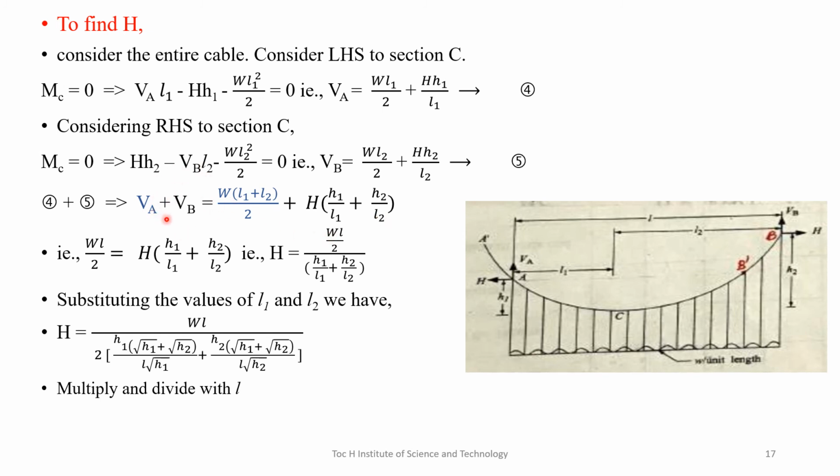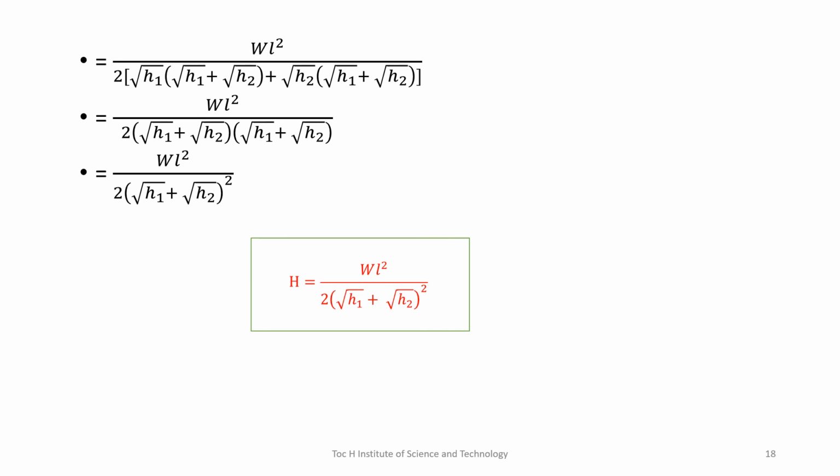and we already know the value of VA plus VB, that is WL by 2 plus WL by 2, and W into L1 plus L2 by 2 is WL by 2. So one WL by 2 will get cancelled, and we get H is equal to WL by 2 divided by H1 by L1 plus H2 by L2. Now substitute the values of L1 and L2 which we got earlier, and rewrite this equation like this, and multiply and divide this equation with L and simplify, so that you will get H is equal to WL square divided by 2 into square root of H1 plus square root of H2, the whole square. So this is the equation for thrust H.